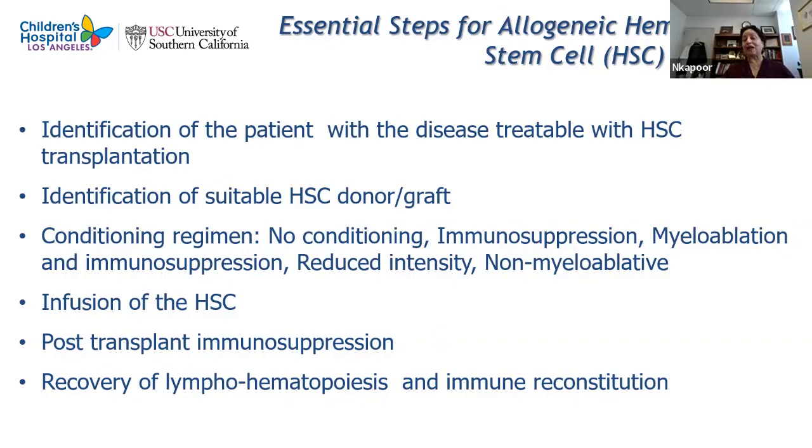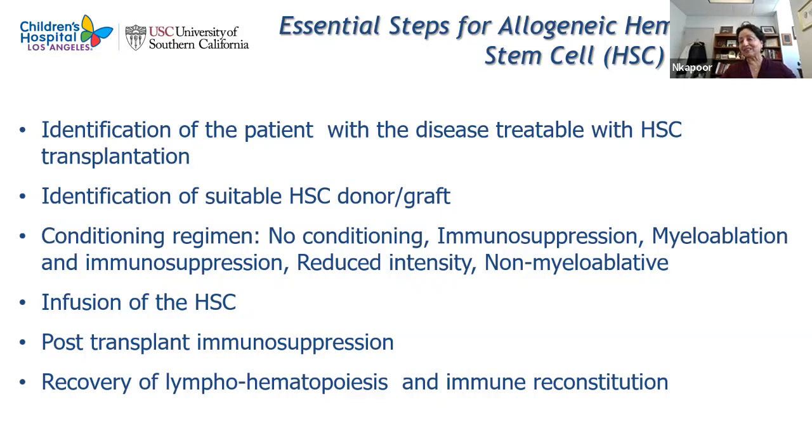The second part is identifying the suitable donor for the stem cell source, who can be our donor for the transplantation. And we'll talk a little bit more about that later. The third part is the conditioning regimen. Conditioning means preparing the patient for transplantation. In some situations, we don't do conditioning. In others, we just do immunosuppression. In others, we condition by immunosuppression and myeloablation. And then we talk about reduced intensity and non-myeloablative conditioning. This could be a subject in itself, but we'll talk about it in more detail at a later time. And then it's the infusion of stem cells.